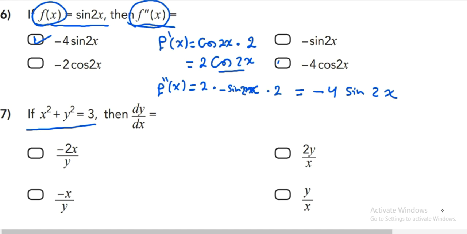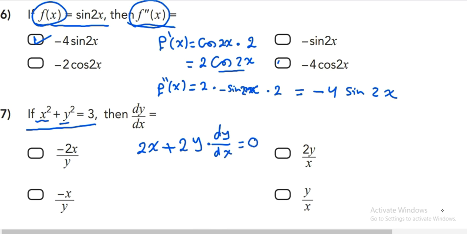Let's see. The first part is x to the power of 2. Applying the rule here, multiply by the power, subtract 1 from the power, it's 2x. Here we differentiated the letter x, so we will not add any parts. Second part is y to the power of 2. Differentiate according to its rule, multiply by the power, subtract 1 from the power. But here we applied the rule of differentiation on the letter y, so we have to add the part dy by dx. Equal to differentiation of 3, there is no letter, equals 0.